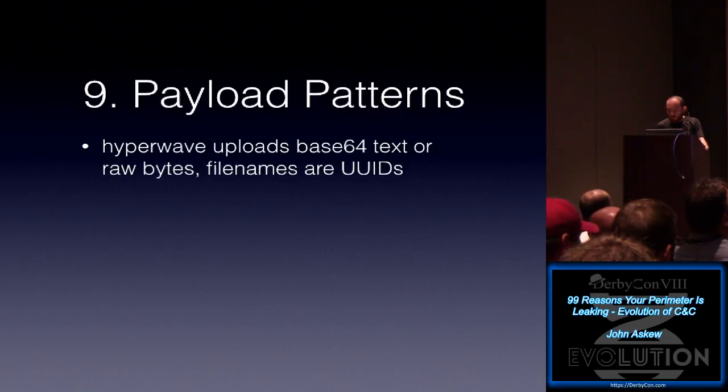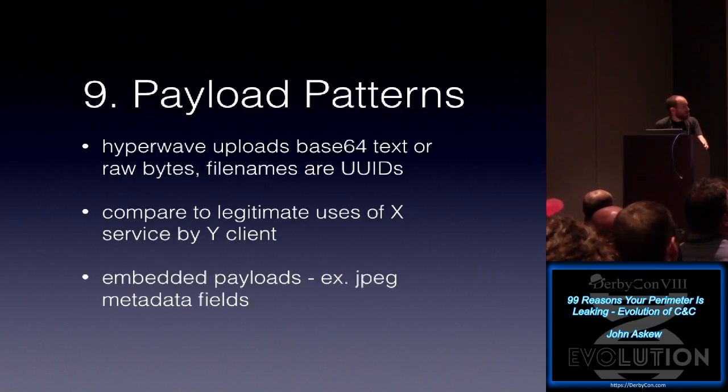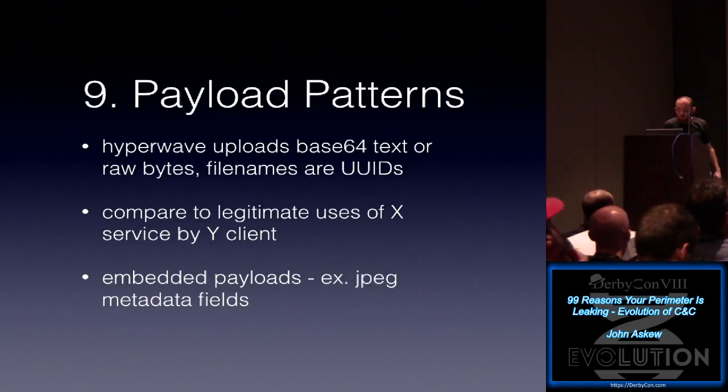Payload patterns. So I am using base64 text or just raw random looking bytes, and I'm using file names that look like UUID values. So that's a pattern that you can look for that may be very different from the way that other applications use the same service. And in more complicated formats like JPEG or MP3, you should look in the metadata fields, because that's where I'm stuffing a lot of these messages.